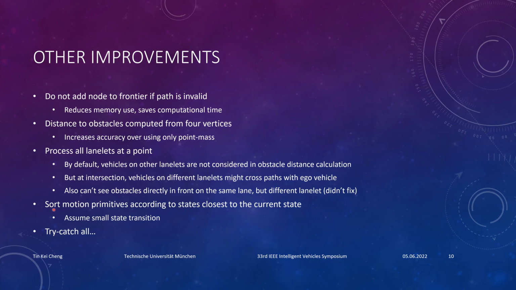Regarding the motion primitives, I assume it's also part of the cost function that we don't want any sudden movement. So I always assume that we want a small state transition. So every step I will sort the motion primitives again so that the motion primitive closest to the current state is the next branch to be explored in the search algorithm. And also, I just try-catch everything just in case I miss some bugs.